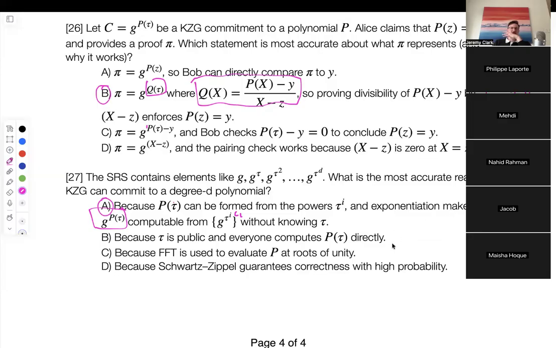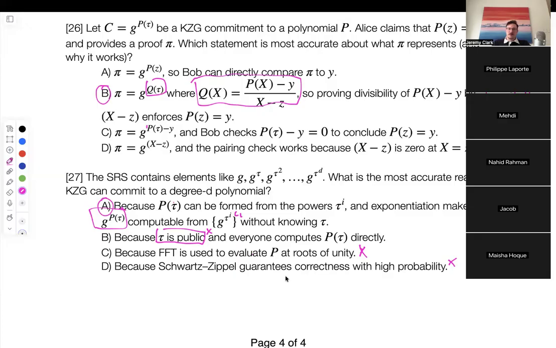And then these three are, again, kind of gibberish answers that just try and use some terminology to sound like maybe they are right. Tau is public and everyone can compute this. So this would be true if tau were public, but it's not. So that's the basic idea of KZG, that tau is a secret that nobody knows. Because FFT is used to evaluate P at roots of unity. So this has nothing to do with anything. Because Schwartz-Zippel guarantees correctness, so that also doesn't help with anything.